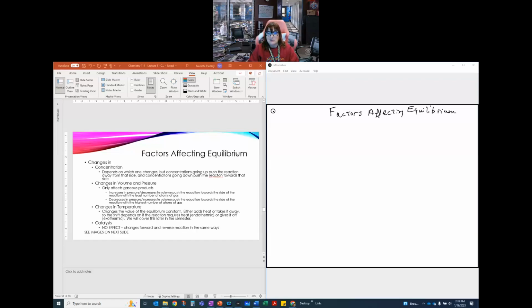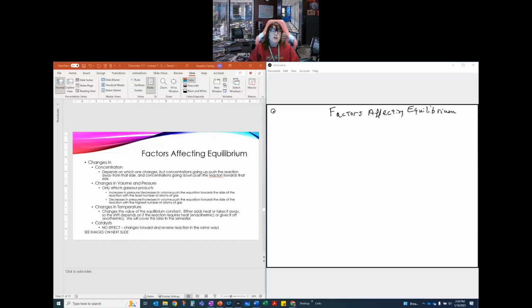When a catalyst is present to make a reaction go faster, it's part of that kinetics part that we talked about a couple of minutes ago. There is no change. It affects both the forward and reverse reaction in the same way, and so there is no change to what happens at equilibrium.